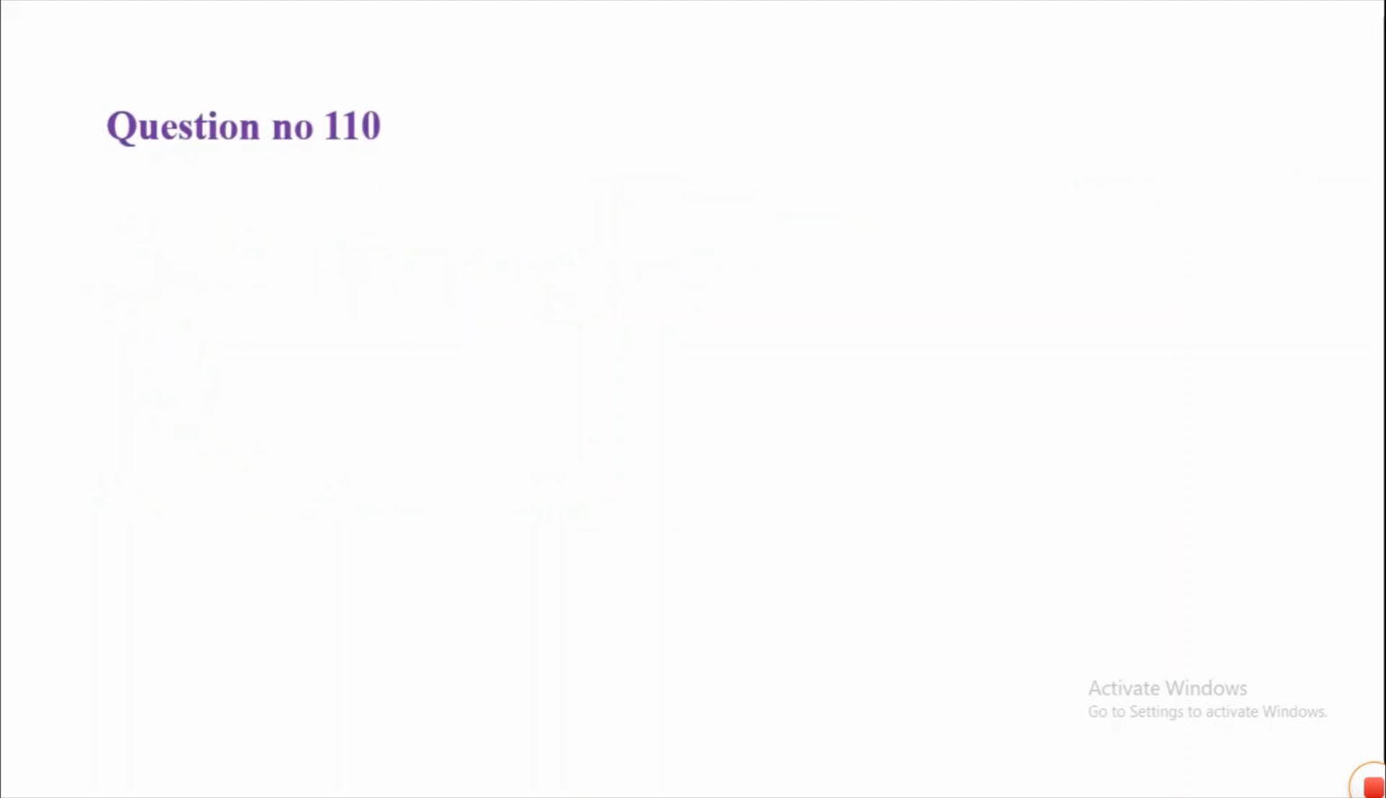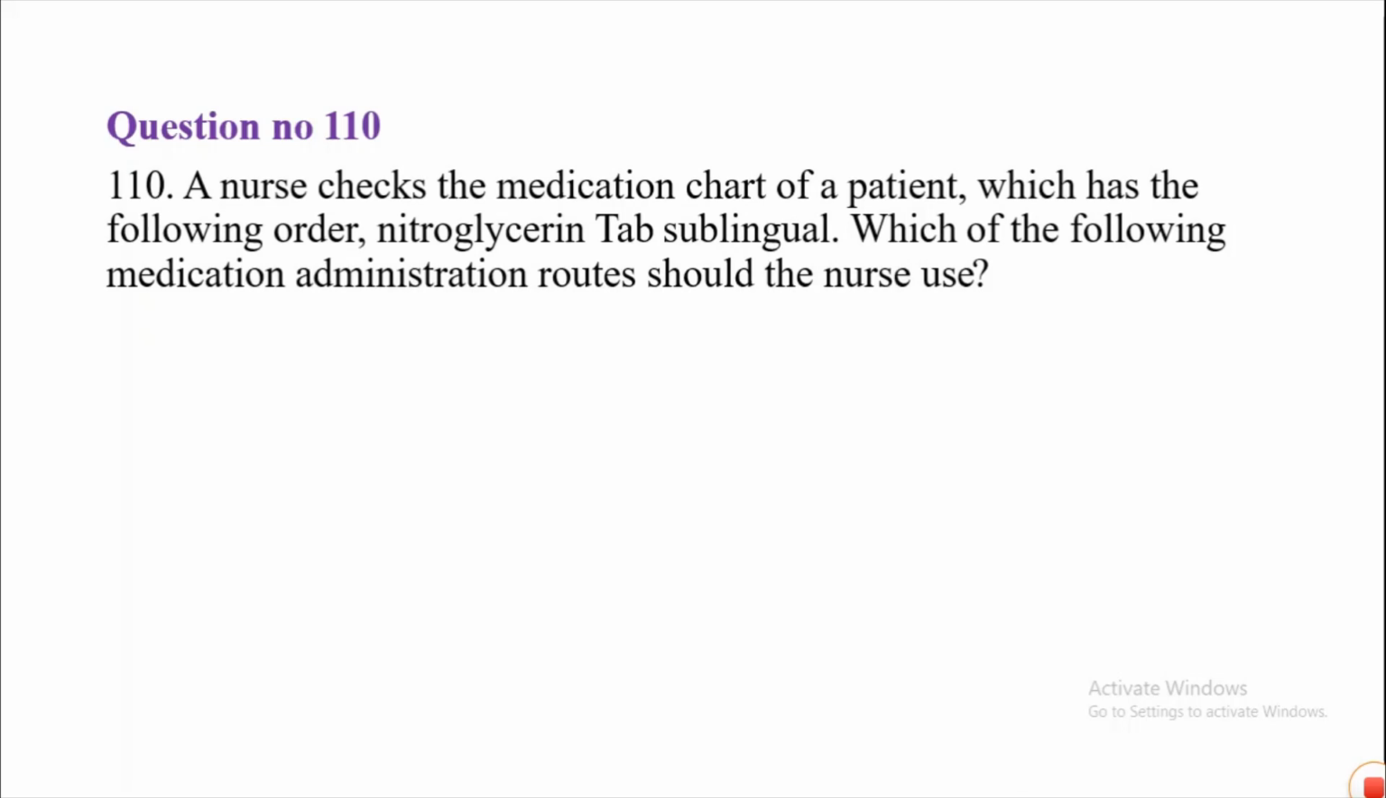Question number 110. A nurse checks the medication chart of a patient which has the following order: nitroglycerin, tab, sublingual. Which of the following medication administration routes should the nurse use? The options are number A, in the nose, number B, in the eyelids, number C, under the skin, number D, under the tongue.